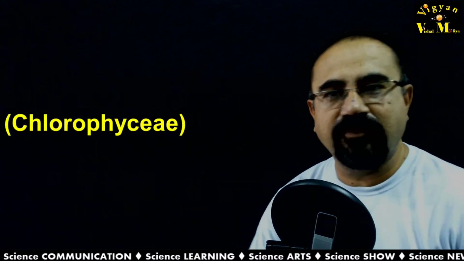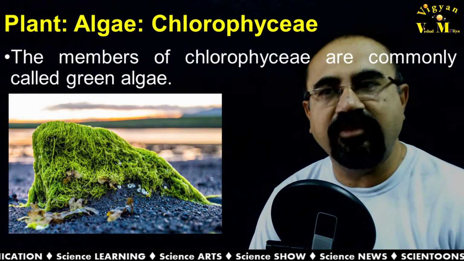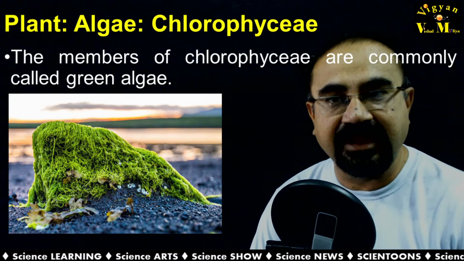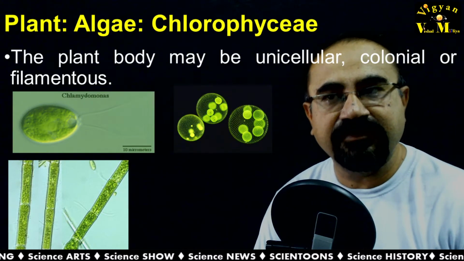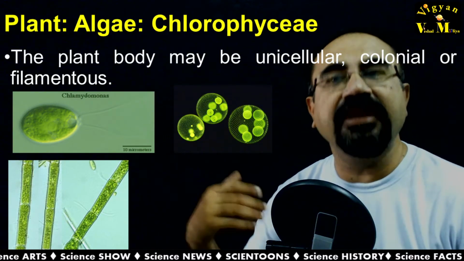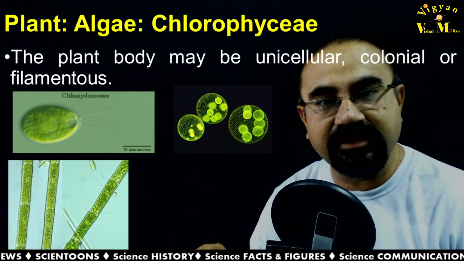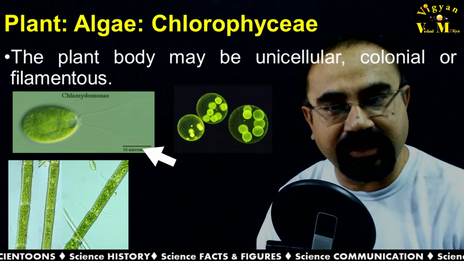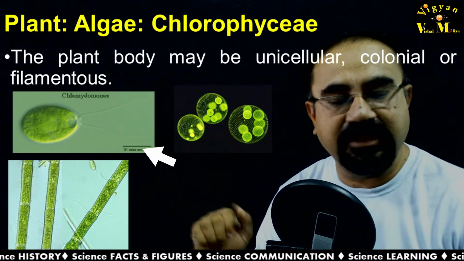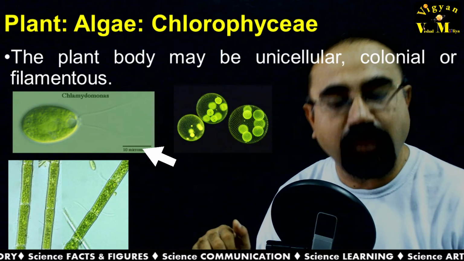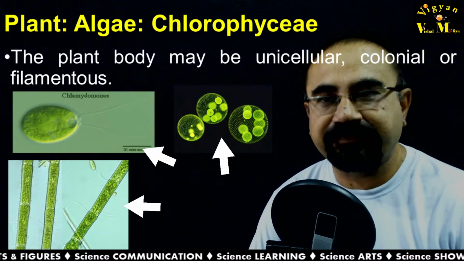In the case of Chlorophyceae, the members of Chlorophyceae are commonly known as green algae, and the plant body can be unicellular, can be colonial, and can be filamentous. Try to recall, unicellular is there in the case of Chlamydomonas, colonial can be exemplified with Volvox, and filamentous Spirogyra.